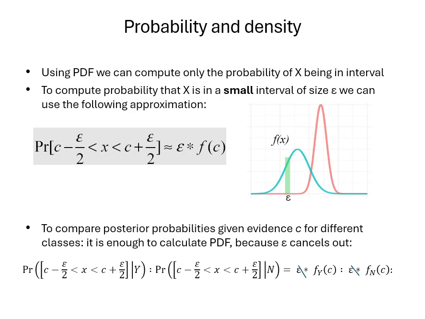If we make the interval very narrow, say epsilon in width, we can approximate the probability of x being in this very small interval by multiplying the value of PDF by epsilon. We kind of replace the area under the curve with the area of a very narrow rectangle. And then, if we want to compare posterior probabilities given different classes, we can just compare the values of the PDF function for each distribution. Again, we are computing the odds and the epsilons will cancel out.